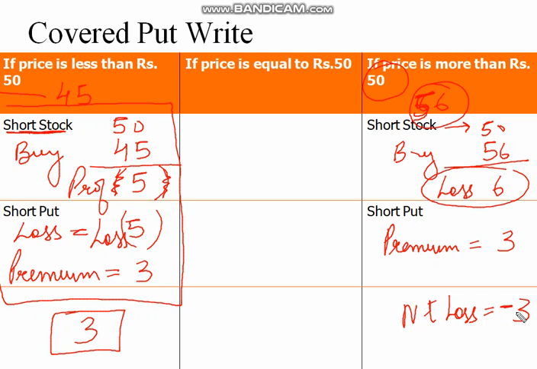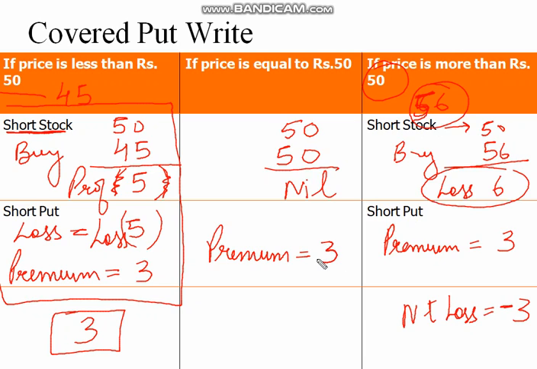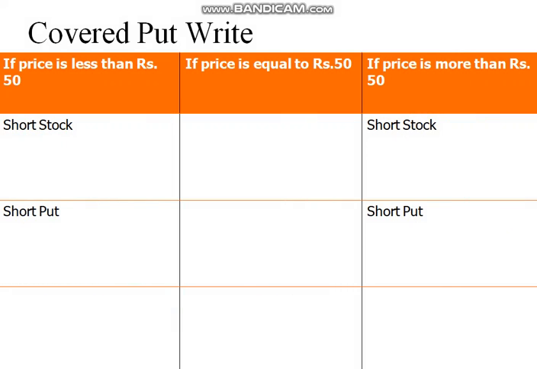Similarly, if the price is equal to rupees 50, you have taken a sell position, you square it off at a price of rupees 50, your net loss is nil, right? At a price of rupees 50, whether the holder comes to exercise the contract or does not exercise the contract, you are enjoying a premium of rupees 3. So your net payoff will be 3, that is the amount of profit. Fine. So this is how the covered put works.